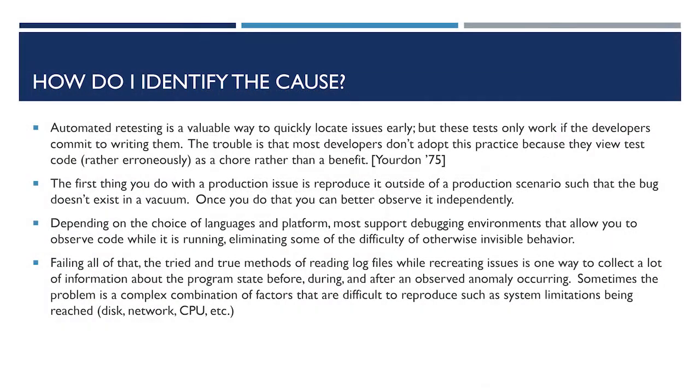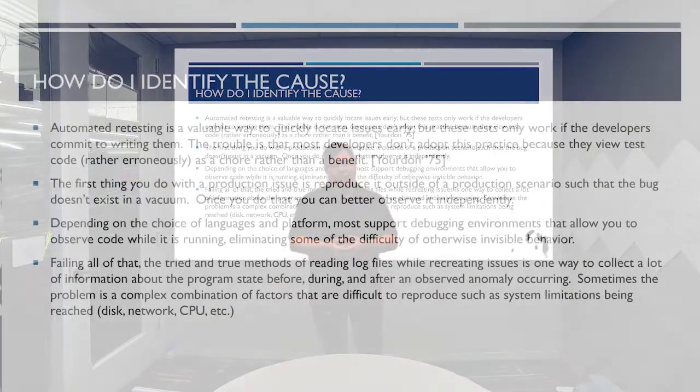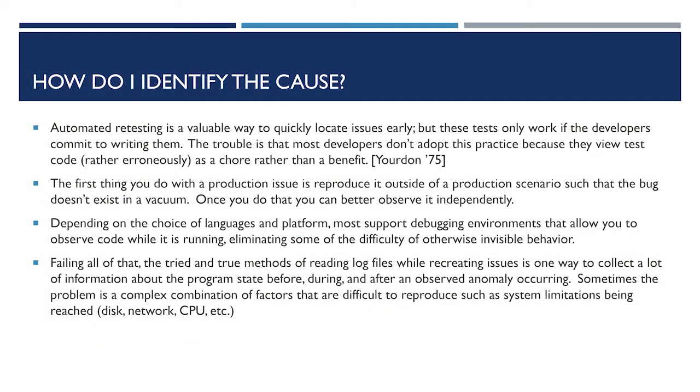How to identify the cause of a bug? Jordan in 1975 wrote that automated retesting is a valuable way to quickly and easily spot issues that creep into code. But these tests only work if the developers actually write them. And even in 1975, developers complained about what developers always complain about, even today, which is that writing tests is a lot of work. Sometimes 2 to 3 times more work than they spend actually writing the code that they're testing. We don't have a unit test telling us what's wrong.